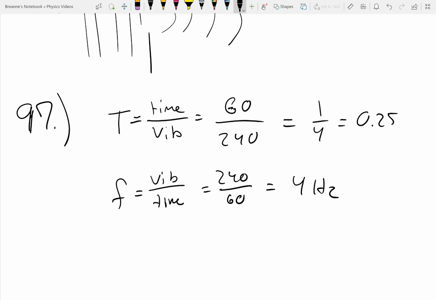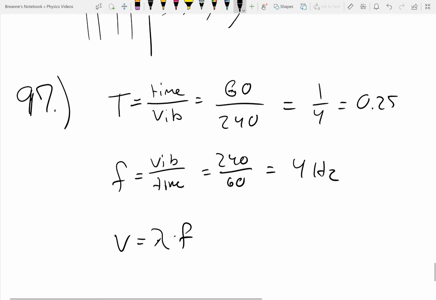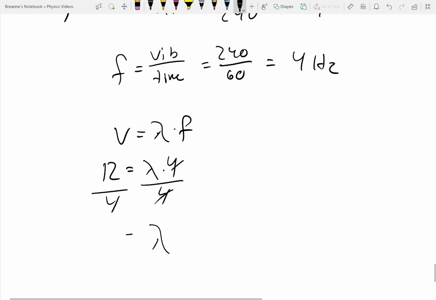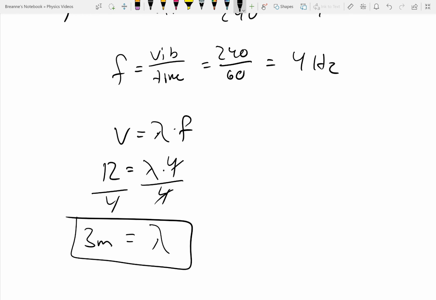And then to get your wavelength, you have to do velocity equals wavelength times frequency. In this case, your velocity is 12. You're looking for your wavelength, so you solve by dividing by your frequency, which is 4. Since it's being multiplied, you divide. What you do to one side, you gotta do the other. So therefore, your wavelength is 3 meters. You just recently did that, so you're good on that.